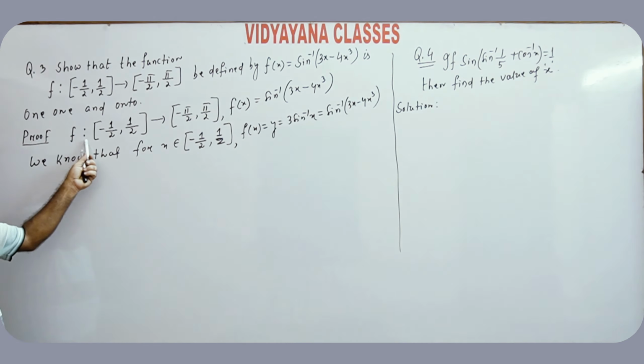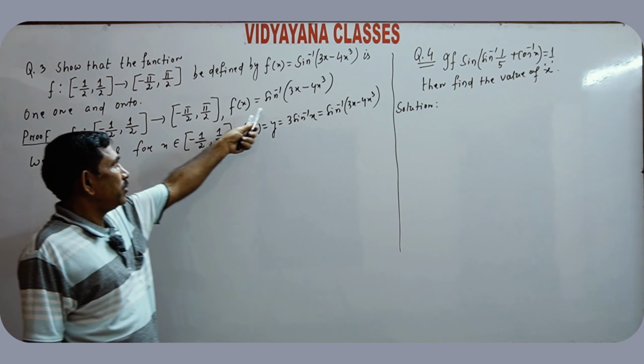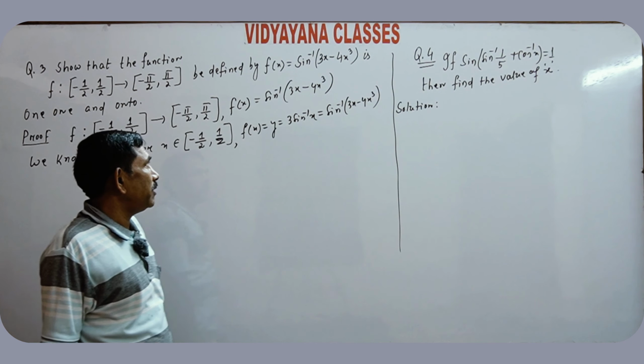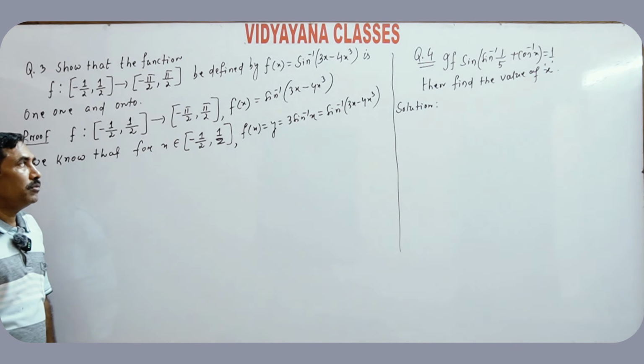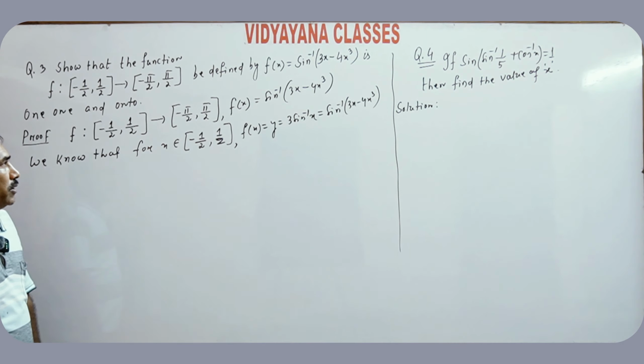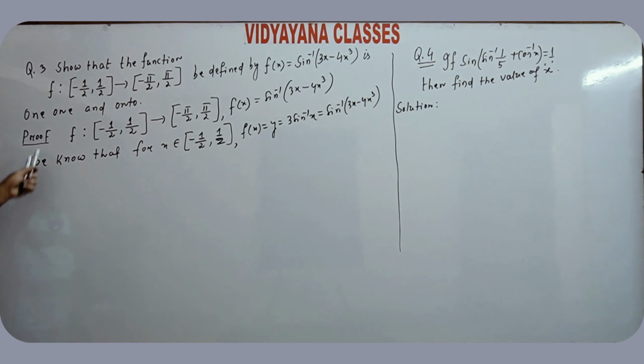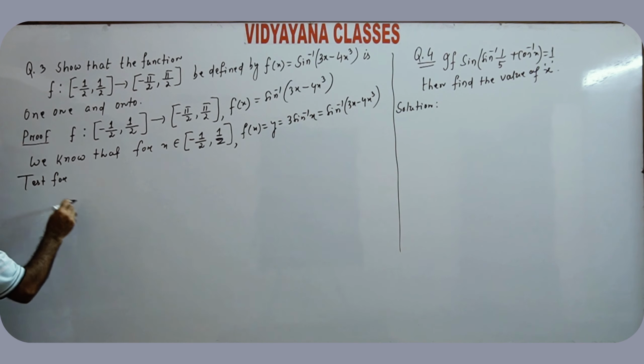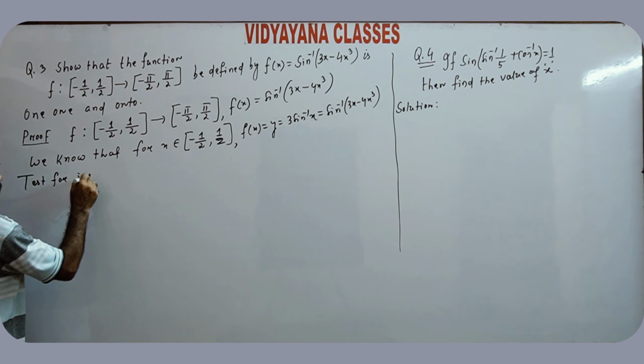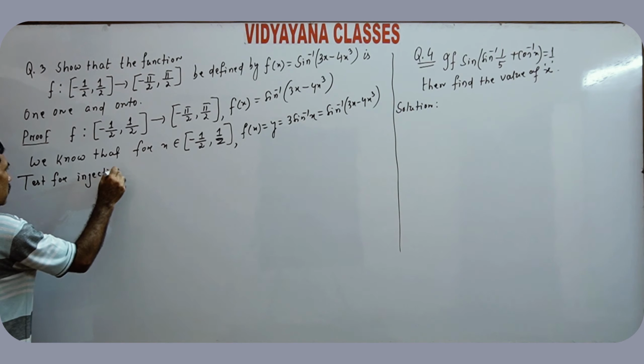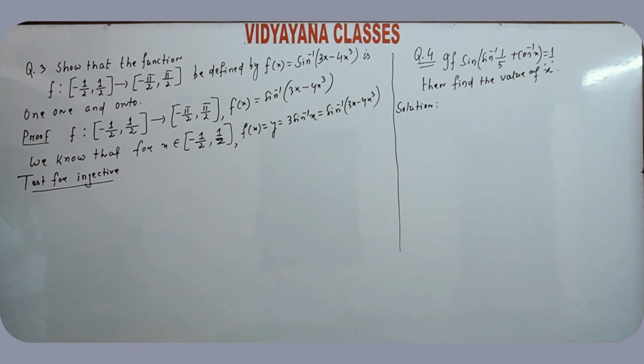The function is defined from this set to this set. f(x) is equal to sin⁻¹(3x − 4x³). We have to prove the function is bijective. That means one-one and onto. Test for injective. That means one-one.